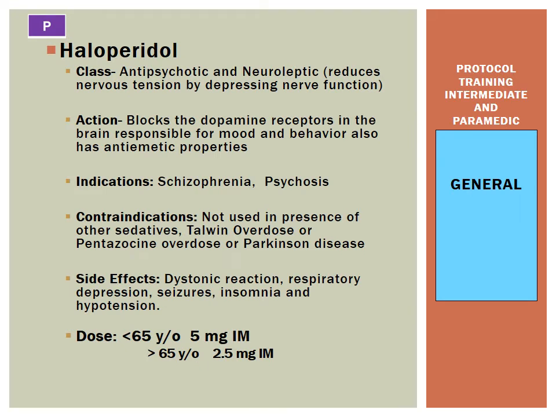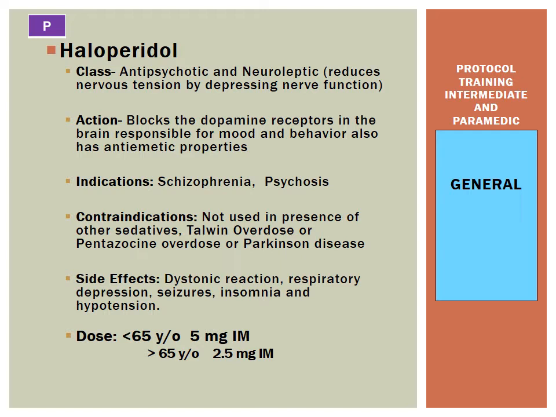Okay, so as we said before, Haldol is an antipsychotic and a neuroleptic. It reduces nervous tension by depressing nerve functions. Its action is to block the dopamine receptors in the brain responsible for mood and behavior. It also has some antiemetic properties. Its indications are for schizophrenia and psychosis. Contraindications, it's not to be used in the presence of other sedatives, such as Talwin overdose and pentazocine overdose. And pentazocine is an analgesic that is less addictive than morphine. Also, patients with Parkinson's disease.